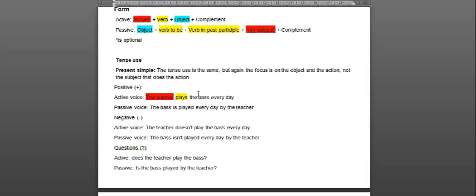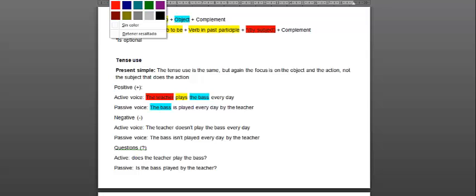And the bass, what is the bass? The one that is receiving the action, of course. And every day is kind of a complement, right? So let's look at the structure. We pass the object to the beginning. So the bass, right? We add the verb to be.